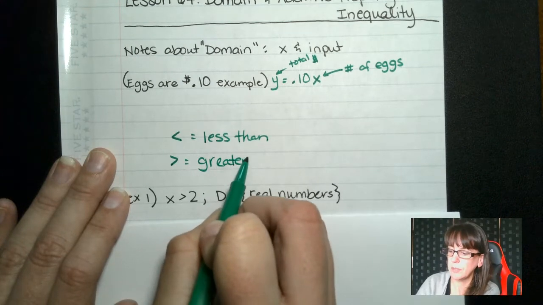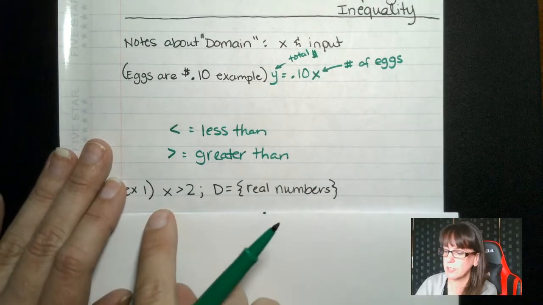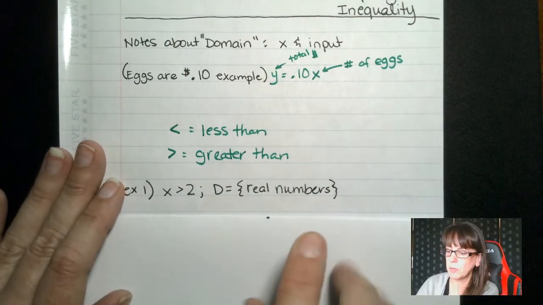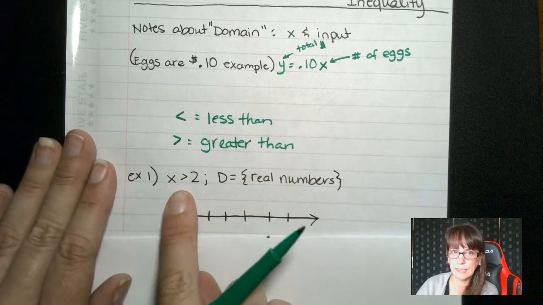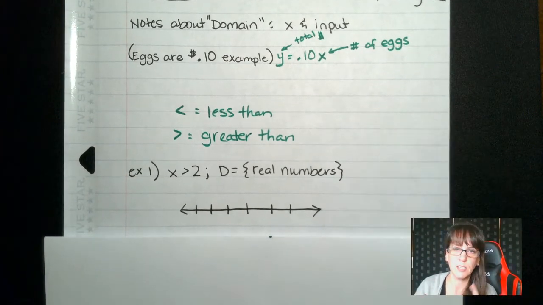When I look at this one, I see that it does not look like an L, so it's greater than. So x is greater than 2. The domain is all real numbers. This is written correctly, meaning the x is on the left-hand side. If it was not on the left-hand side, you'd have to rewrite that.